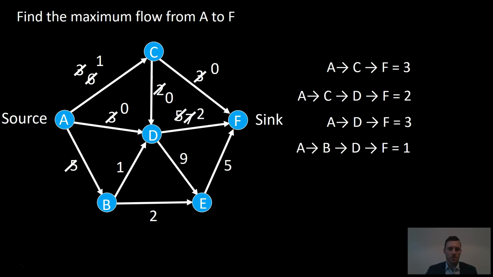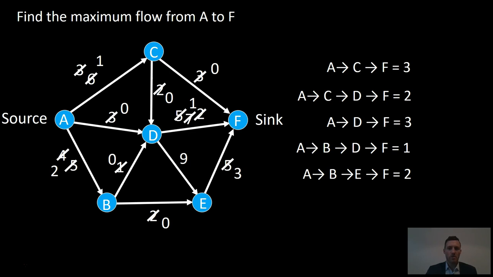So we cross out 5, and we write 4, and we cross out 1, and we write 0, and we cross out 2, and we write 1. We can no longer go through B to D. The only remaining path is A to B to E to F. It has a maximum capacity of 2 due to the capacity of B to E. So we cross out 4, and we write 2, we cross out 2 and we write 0, and we cross out 5 and we write 3.